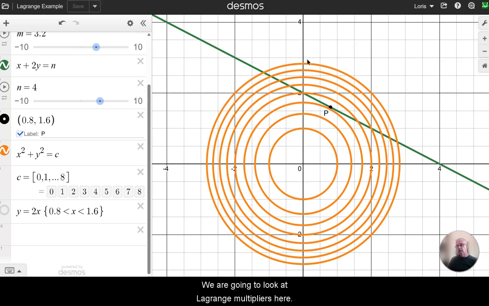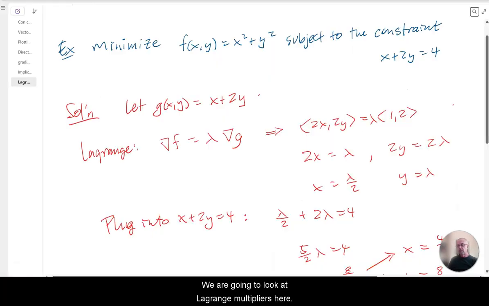We are going to look at Lagrange multipliers here. The question is, minimize f(x, y) = x squared plus y squared, subject to the constraint x plus 2y equals 4.